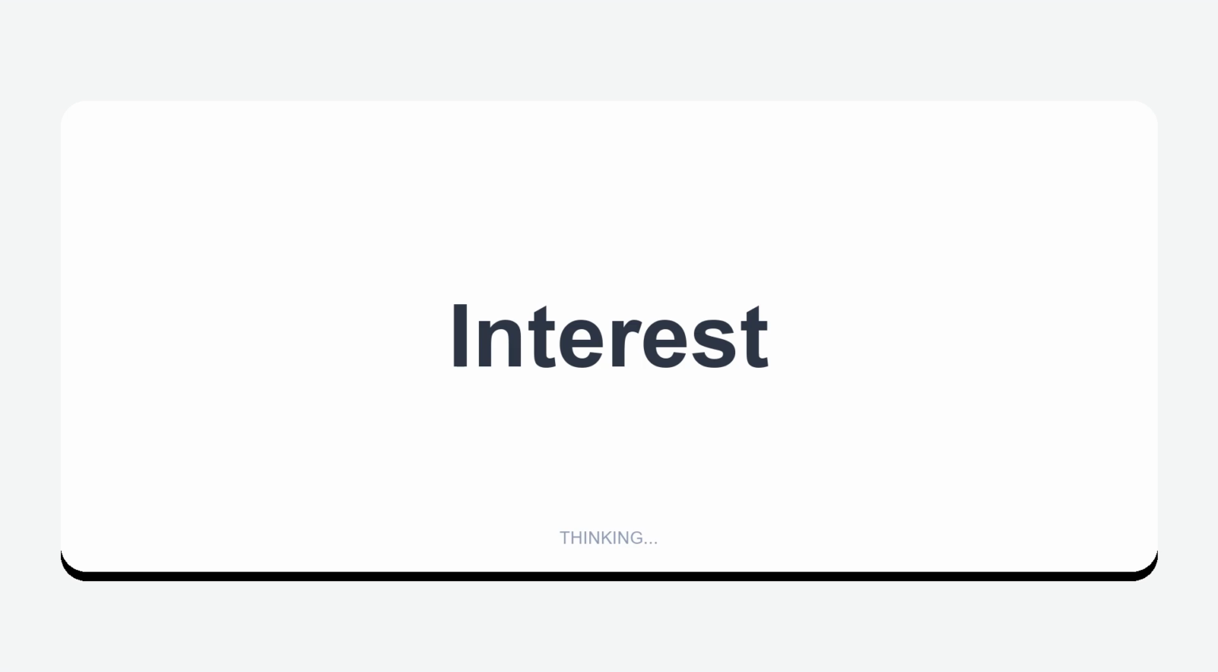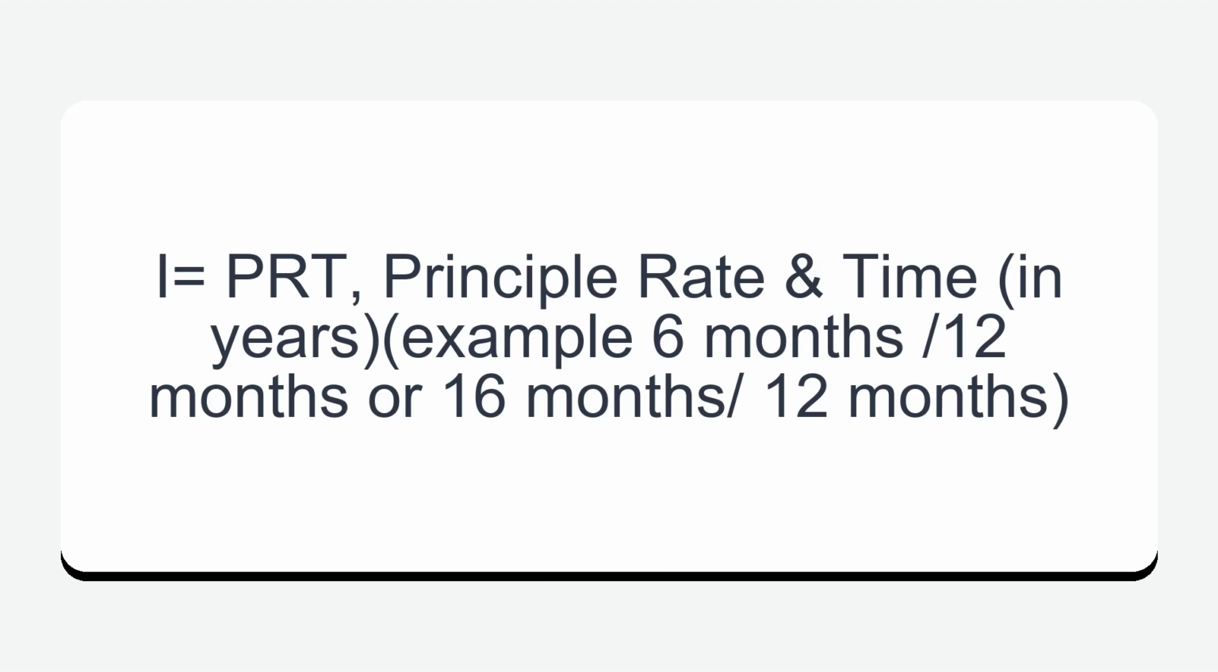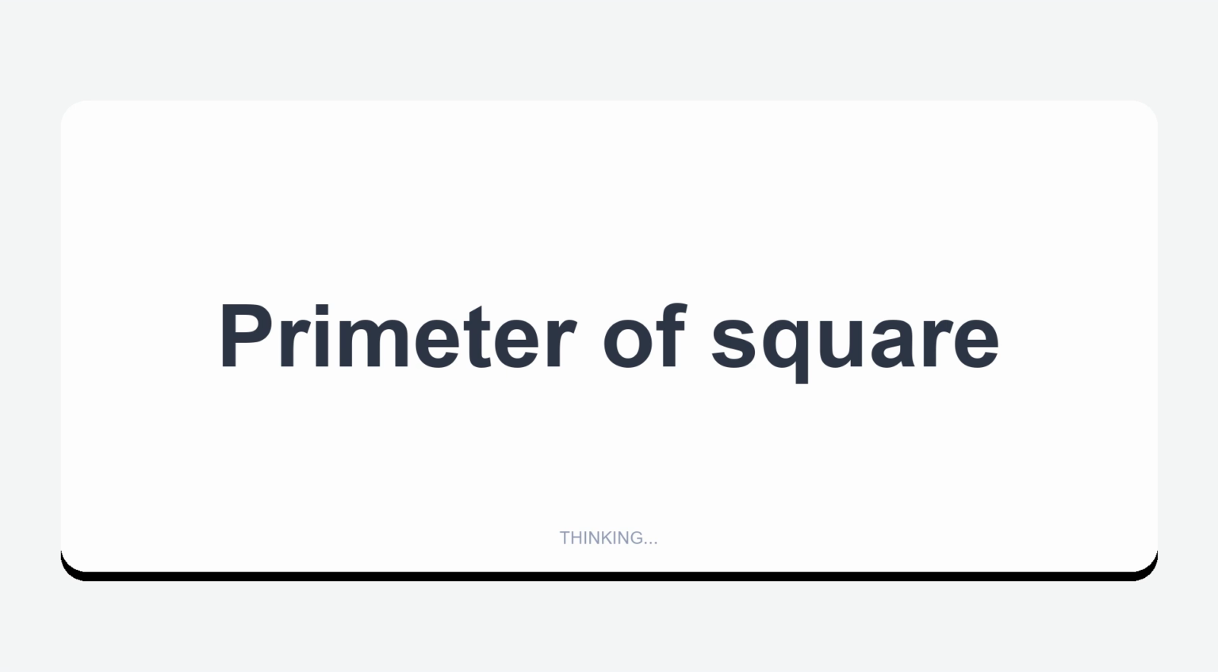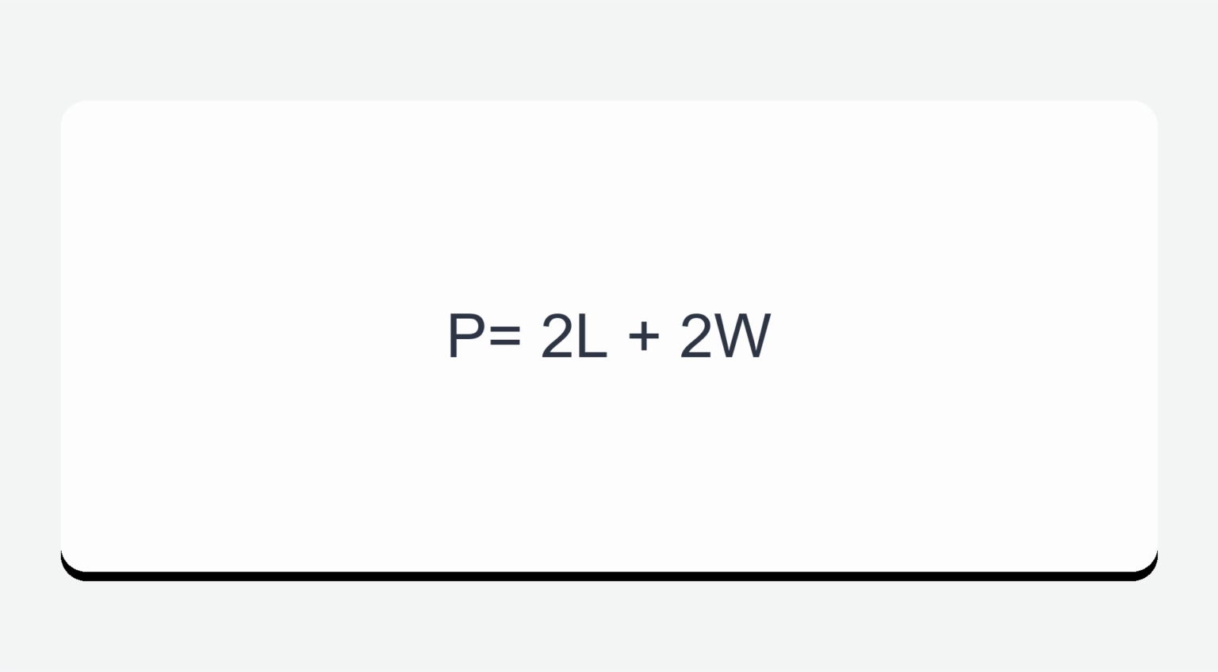Interest: I equals PRT, principal, rate, and time in years. For example, 6 months/12 months or 16 months/12 months. Perimeter of a square: P equals 2L plus 2W.